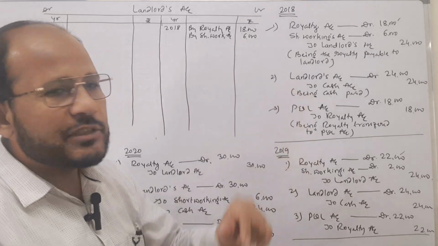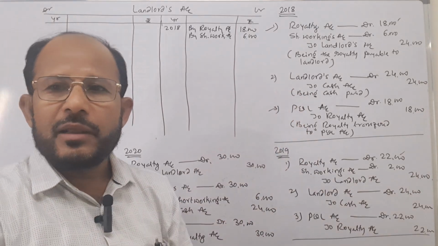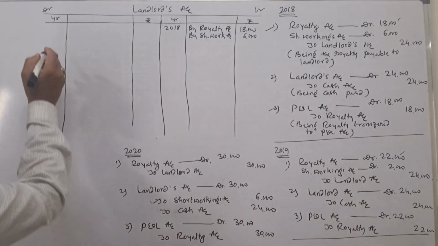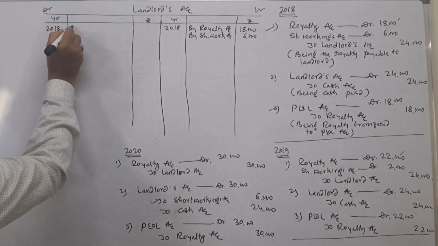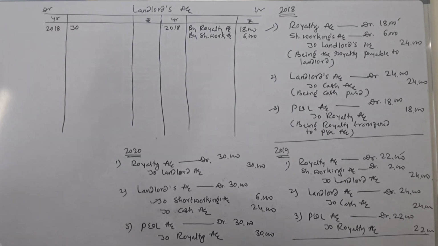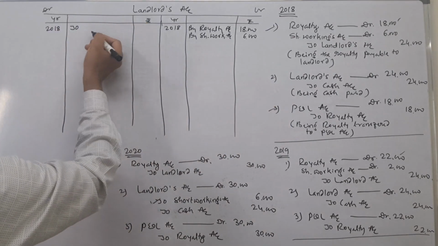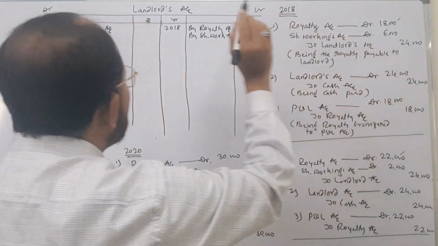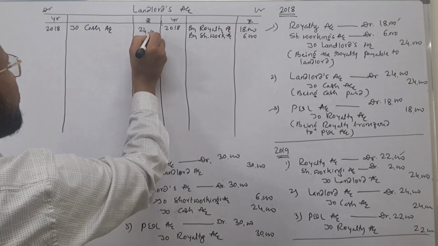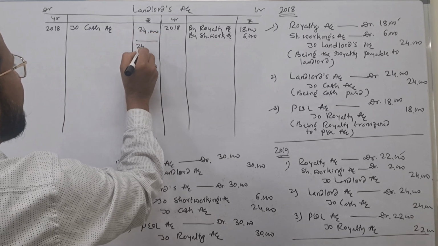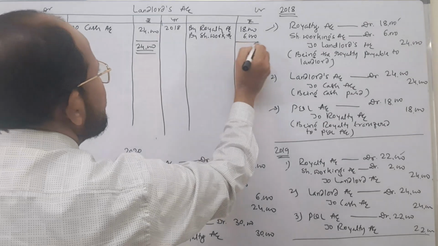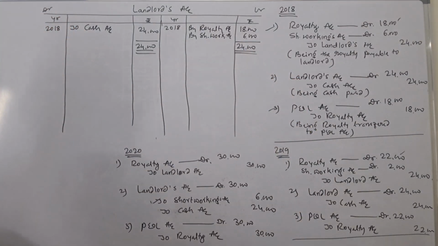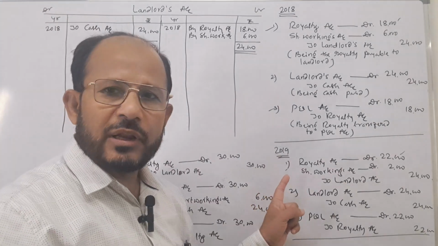Next one is when the payment is made to landlord. What is the entry? Landlord's account is to be debited and cash account is to be credited. That is why in the year 2018, when the cash was paid, we pass this journal entry. See, landlord's account to cash account. How much amount was paid? 24,000. Therefore, here 24,000 we write. Here also rupees how much? 24,000. Very simple thing.